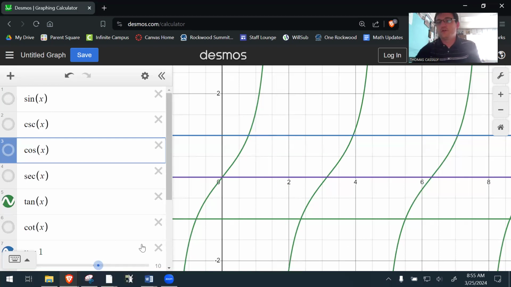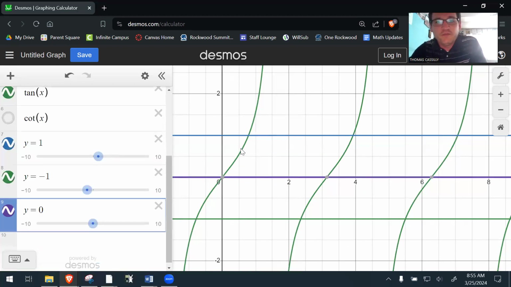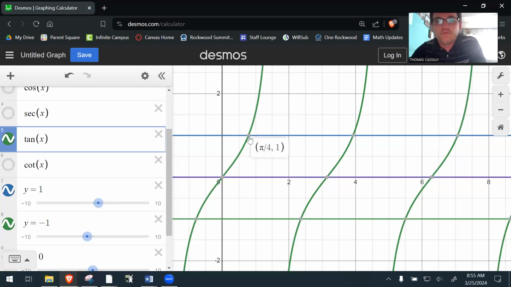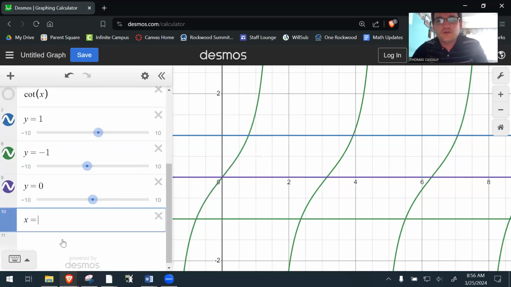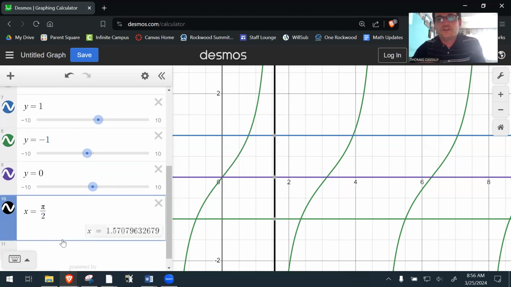Tangent looks kind of weird. It starts at 0, and then basically it goes up. It hits a vertical asymptote. This asymptote right here, I can type that one in. I'm just going to say x equals; this asymptote takes place at pi over 2.